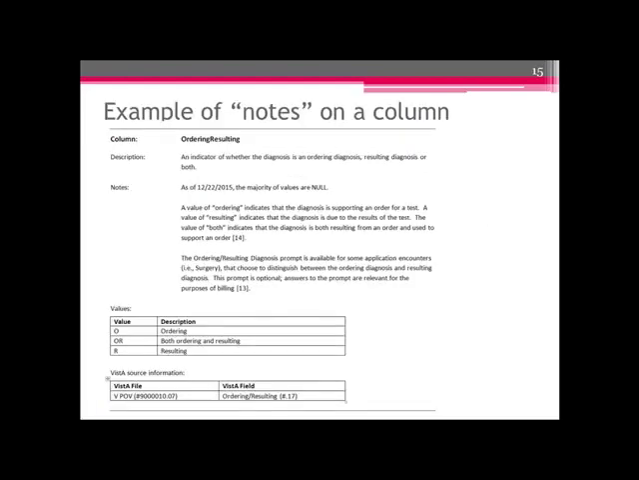There are times when column descriptions will have more extensive notes that are just defining various aspects of that column that were not so clear in its original definition. So in this case, it takes time to give the definition of what a value of ordering means, what a value of resulting means, and it also shows that a majority of the time this field isn't being used. The majority of the values are null.